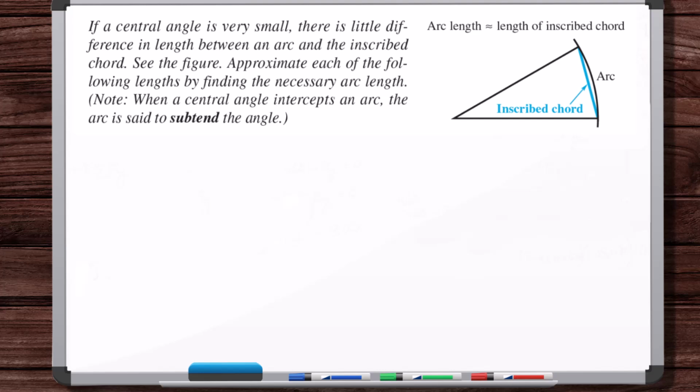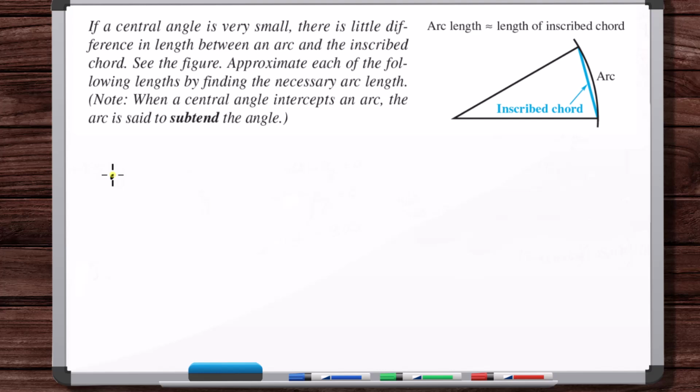Okay, here's another interesting application of arc length, which we know is easy to calculate with radians. It says if a central angle is very small, there's little difference in length between an arc and the inscribed chord. So what they're saying is if this angle is very small, then you can imagine that the arc intercepted by that angle and the straight line distance between the two radii, the lengths of those approach each other as the angle gets very small.